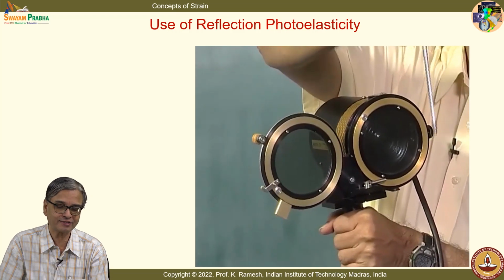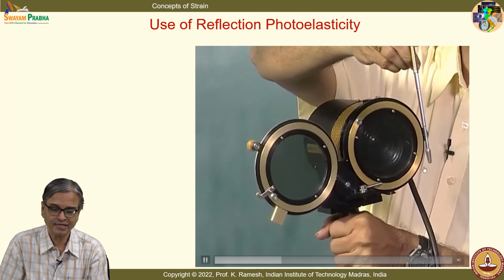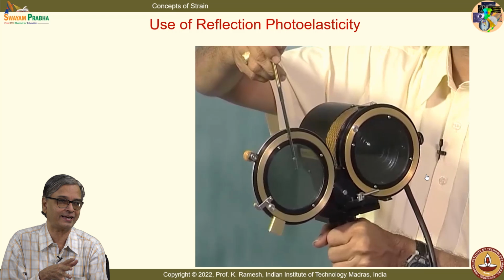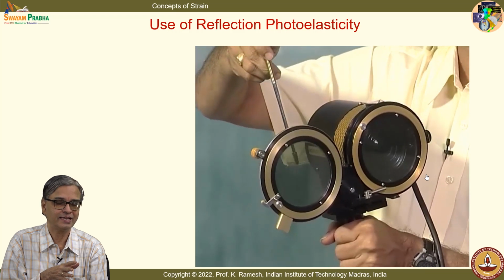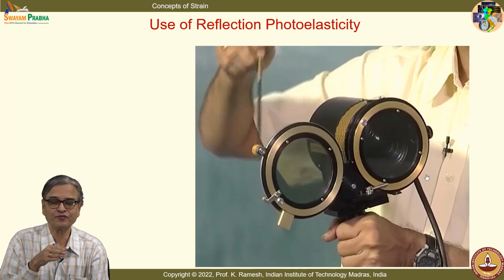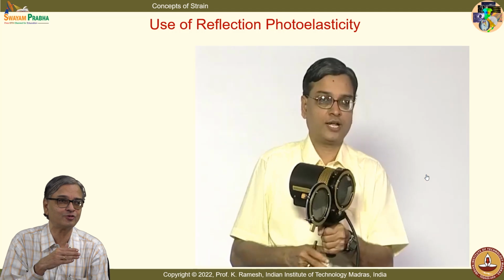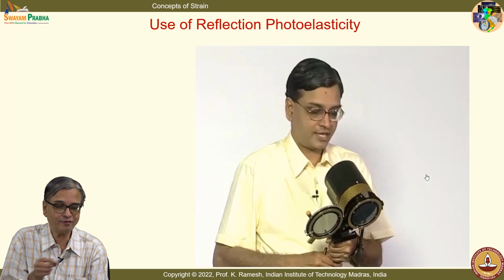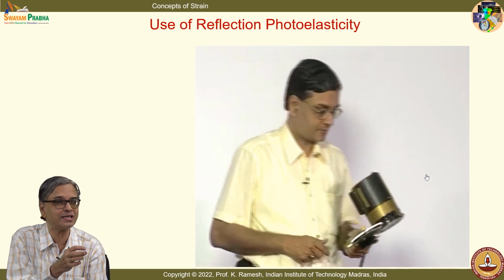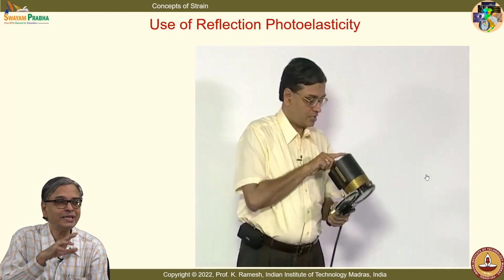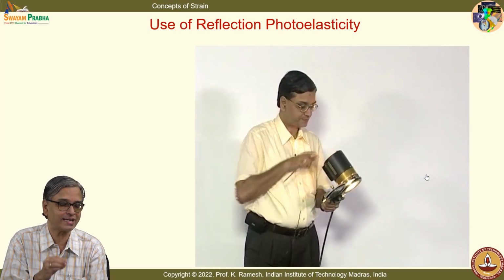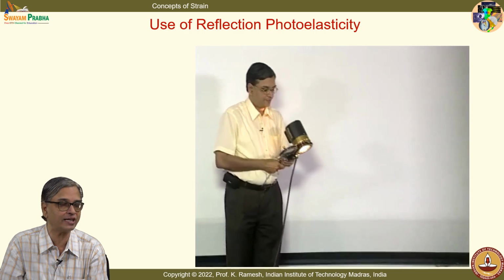So, the light comes out of this, impinges on the model, and you analyze the reflected light. In the case of normal photoelasticity, you didn't have that angle problem. Here you have to keep the equipment away from the specimen so that you minimize the angle of deviation. You want to limit it within 4 degrees.